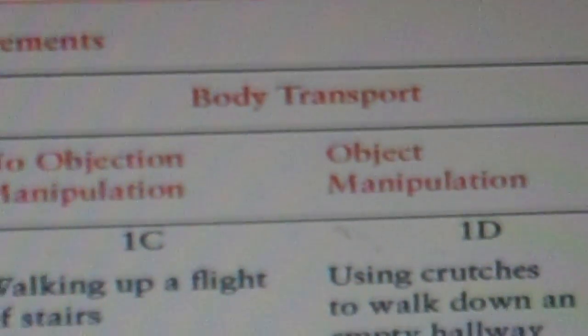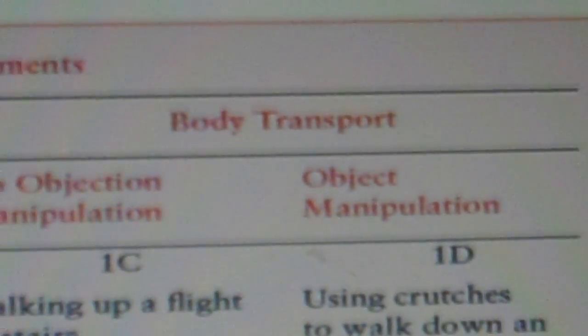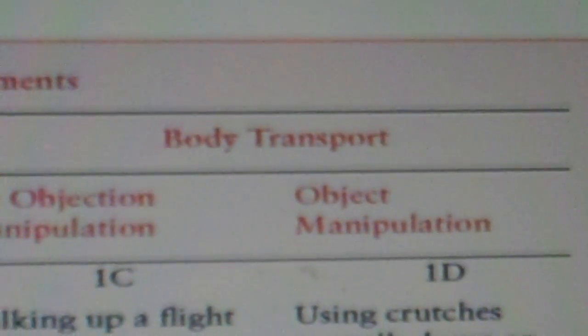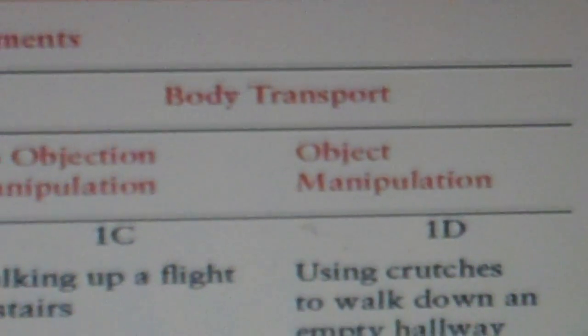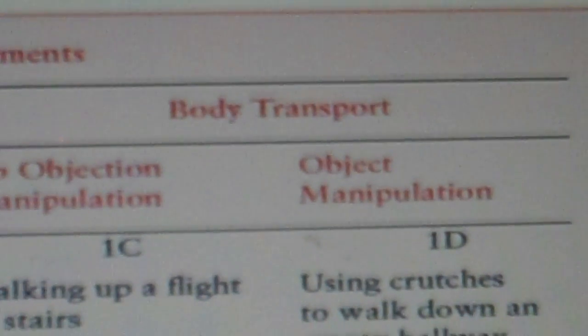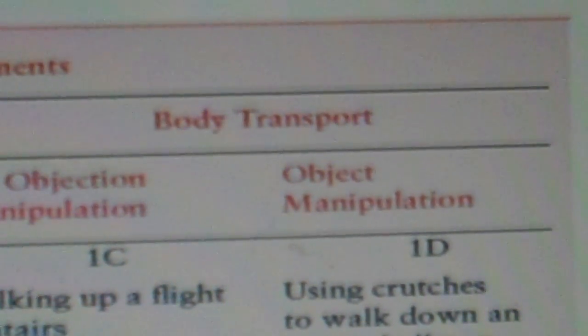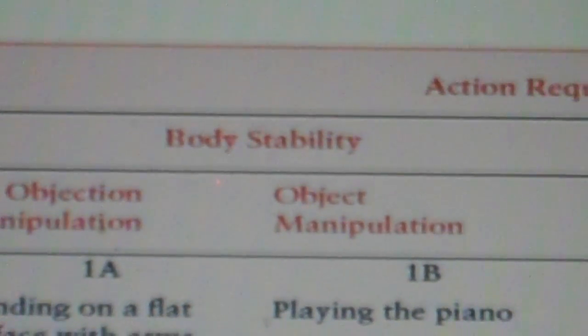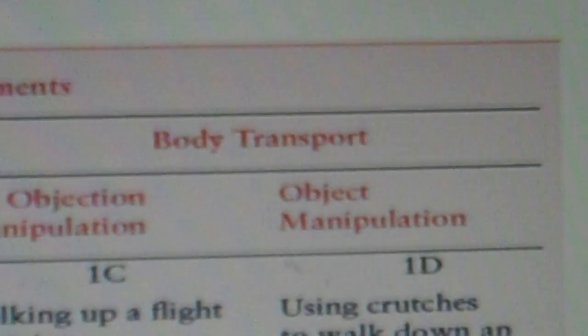or body transport. Body transport, of course, relates to, am I moving my body? A good way to think about this is, am I actually moving my body from point A to point B? Not, am I physically moving my arms or my head or anything like that, but staying in place? That would be body stability. Body transport means literally moving my body from point A to point B.